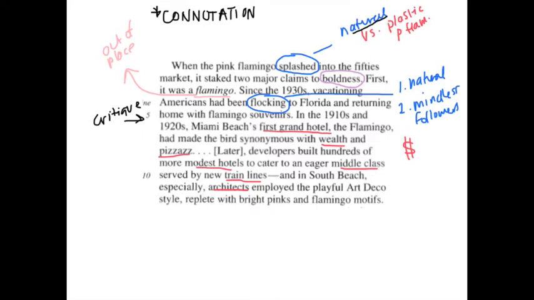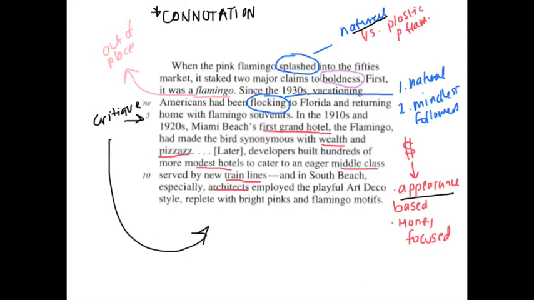that America is perhaps this appearance-based culture, that even the middle class desires to look wealthy, and so they will go to any lengths, including buying plastic pink flamingos to demonstrate the wealth that they don't actually have. Again, it's a beginning of a criticism of an American culture.